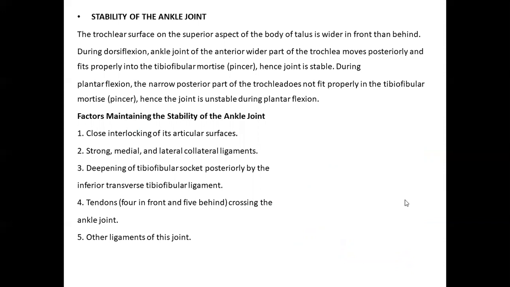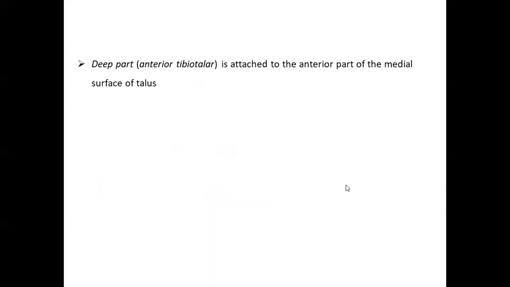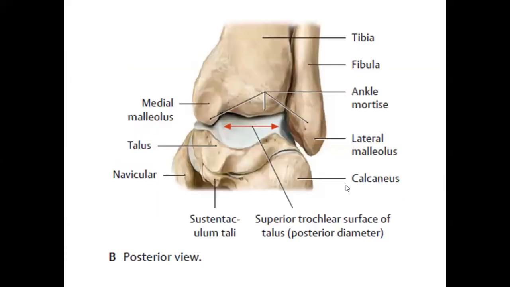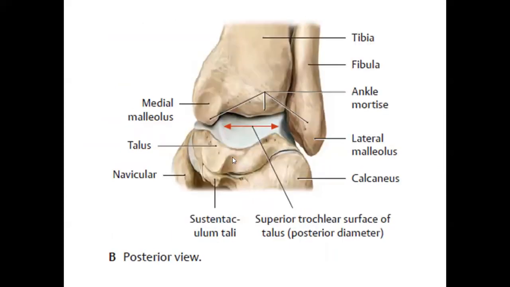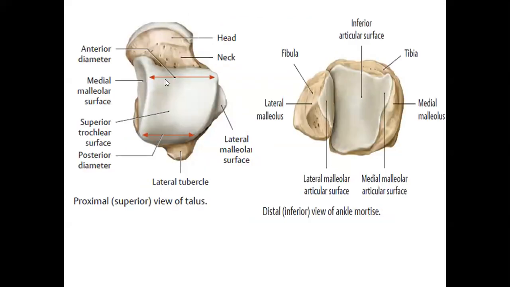Okay. Now talking about the stability of the ankle joint. Why is the ankle joint stable? Okay? The most important thing you can see here is this. This is an anterior view of the ankle joint, and this is a posterior view. When we look at the trochlear surface on the superior aspect of the body of the talus, it is wider anteriorly than posteriorly. Right? Wider in front, narrower behind.